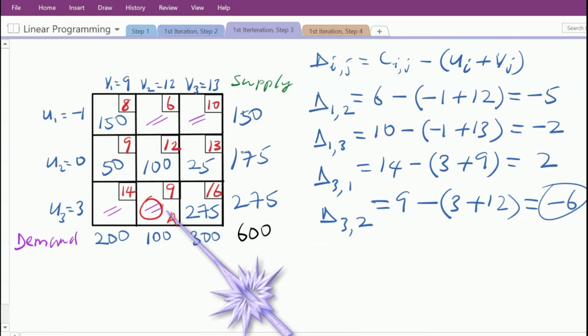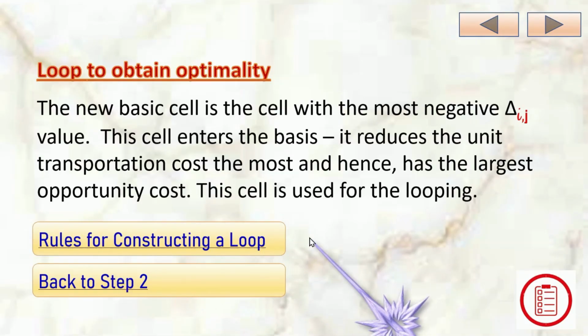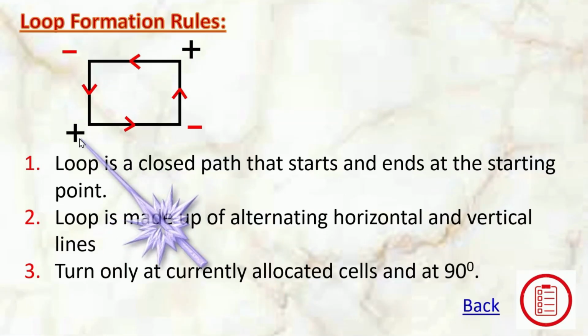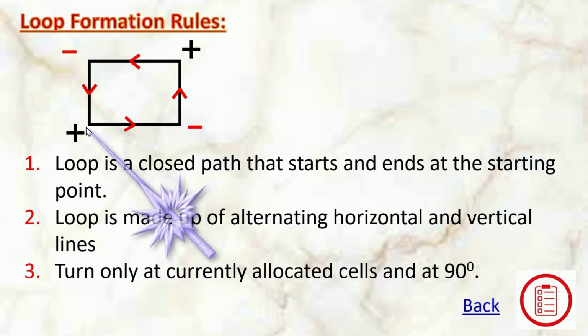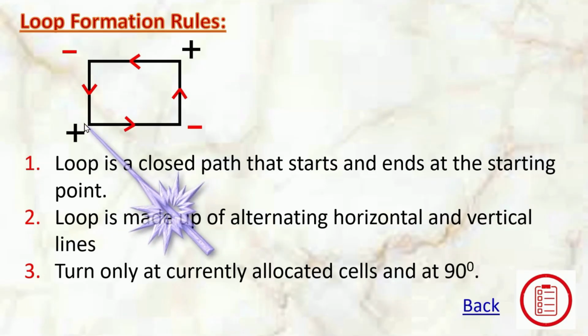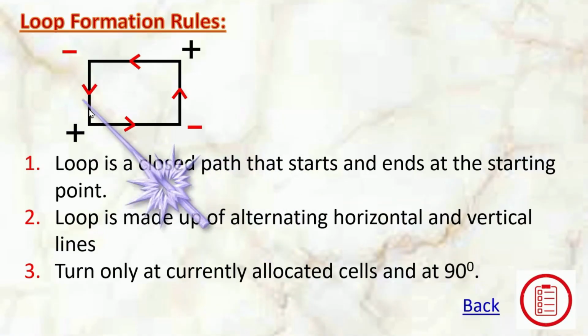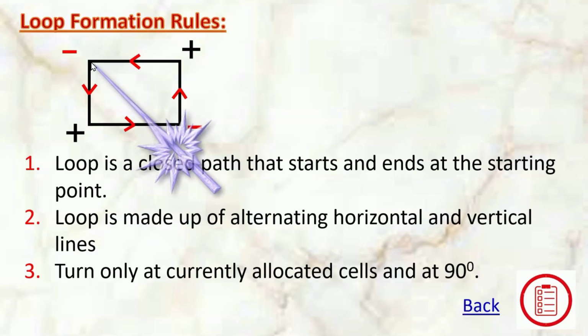We now form a loop with this point. Now, these are the rules for constructing a loop, assuming the variable that is entering the basis is at this point. Then you loop. That means you move in horizontal and vertical directions, like this, like this. This is counterclockwise, or you can as well go clockwise, like that.